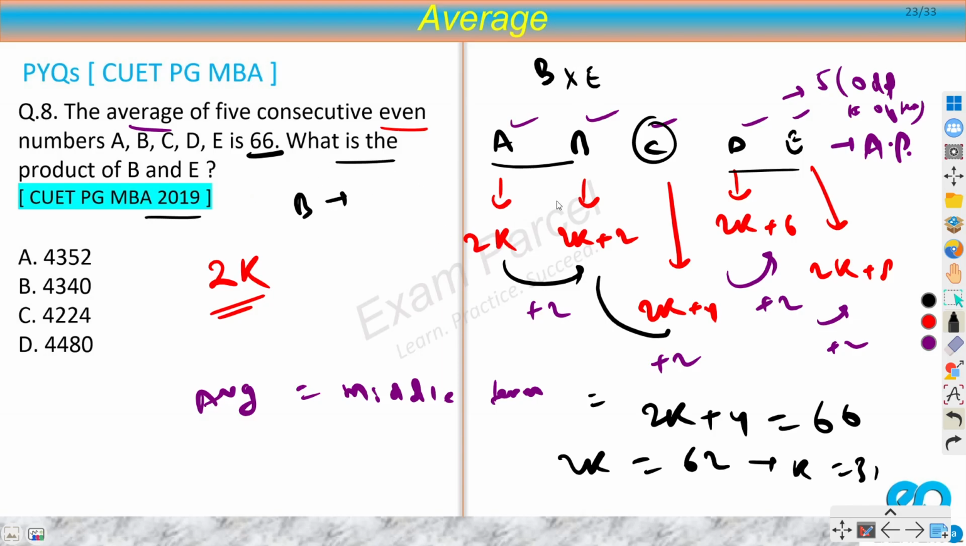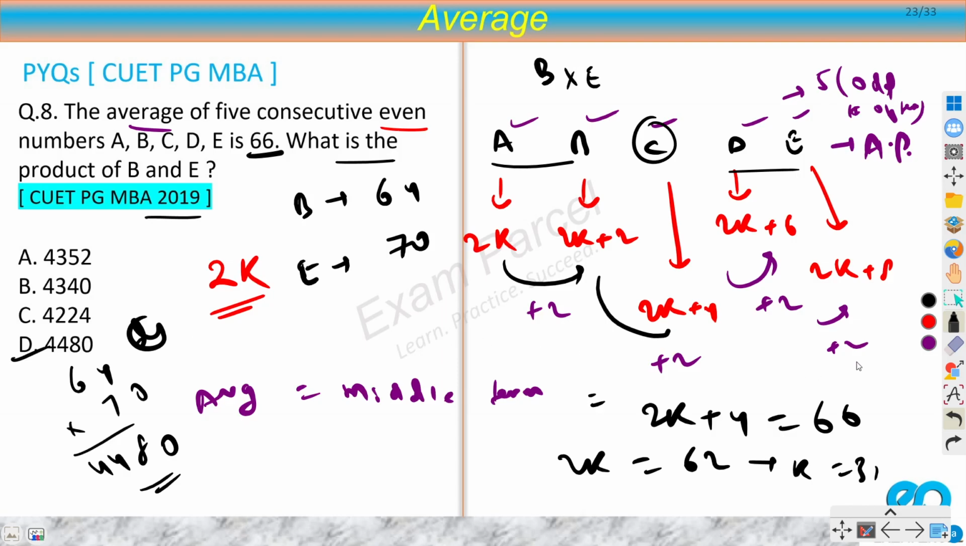So B would be 2k plus 2. That would be 31 into 2, 62 plus 2, 64. And E would be 2k plus 8. So 62 plus 8, 70. Now multiply these two. 64 into 70 is our answer. 64 into 7 would be 448, and 0. So 4480. Option D.